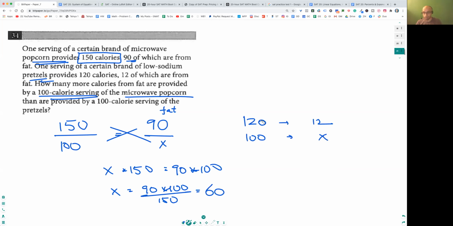You can easily guess it. But for the people who are having difficulty, you just do the cross multiplication. X times 120 is 12 times 100, right? And so X is equal to 12 times 100 over 120, right? And you see this is going to be equal to 10, right?